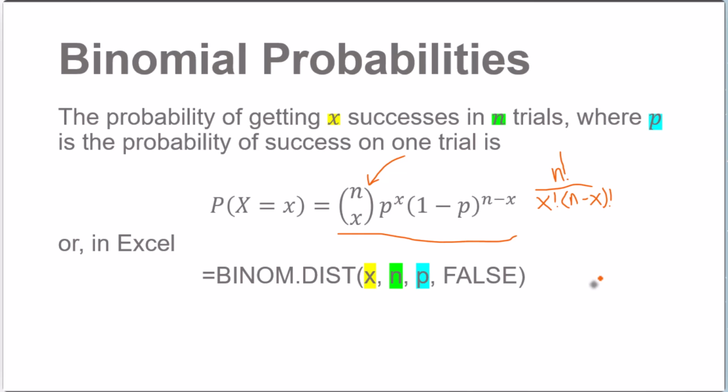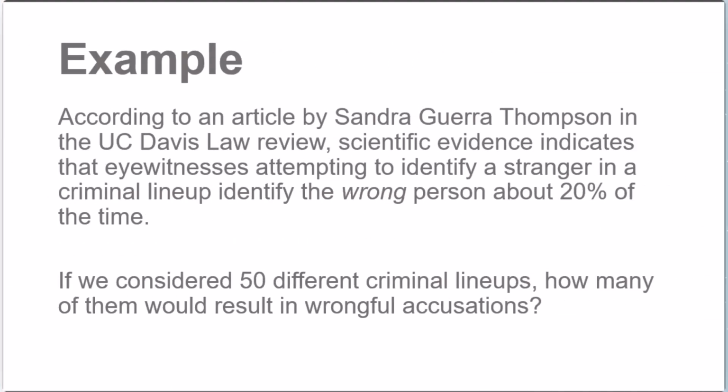But you'll see that in either case, the probability calculation depends upon the number of trials, that's our n, as well as the probability of success on any given trial, that's p, and then how many successes we are looking at, that would be our x value. So let's look at an example.